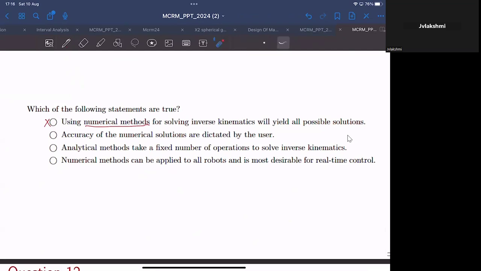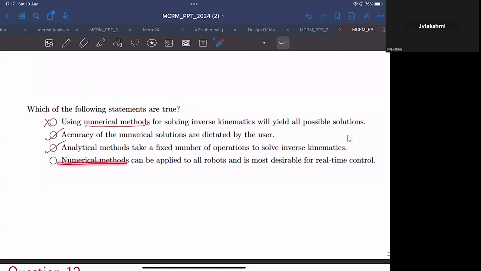Statement 2, accuracy of the numerical solutions is dictated by the user. So that is true because you can determine the tolerance between two successive iterations as a termination criterion. Option 3, analytical methods take a fixed number of operations to solve inverse kinematics. That is true because you already know the equations. It's easy to estimate the number of arithmetic operations, such as addition, multiplication, division, all those sorts of things.